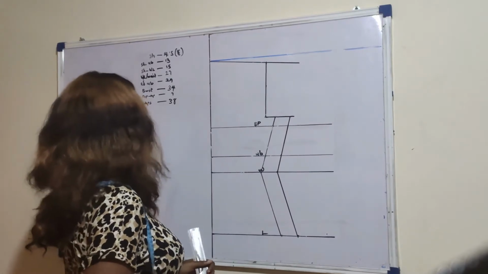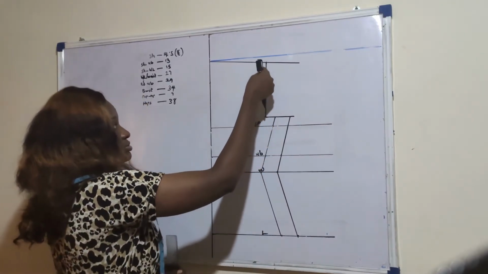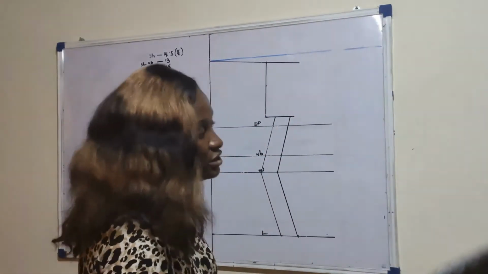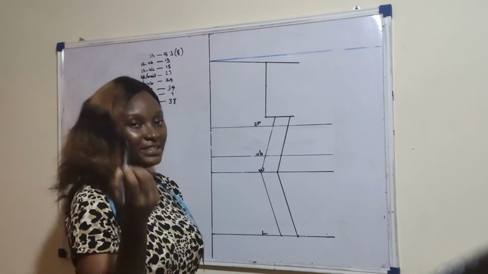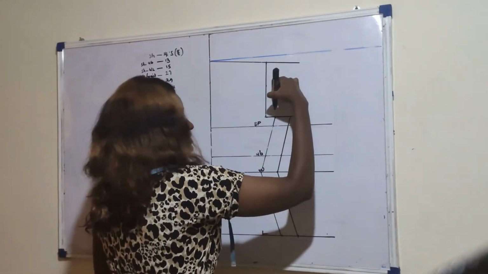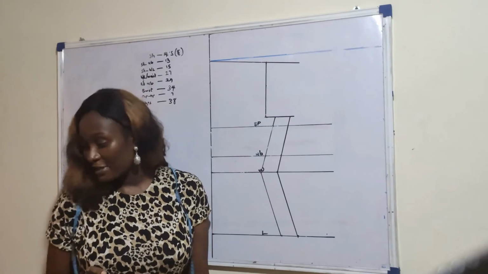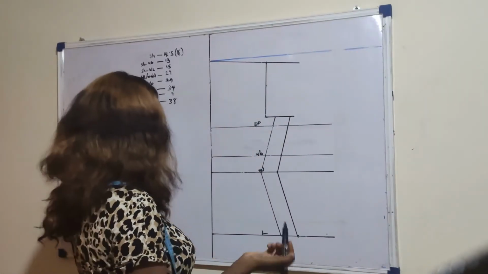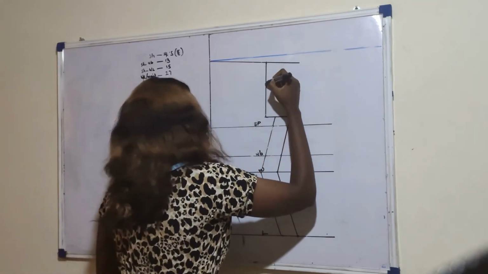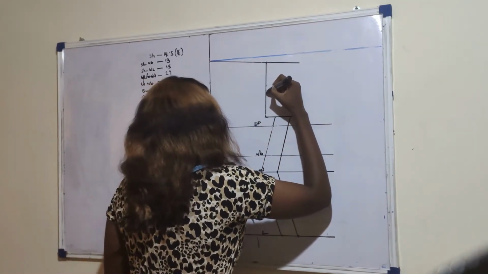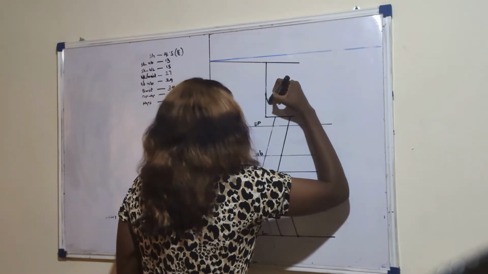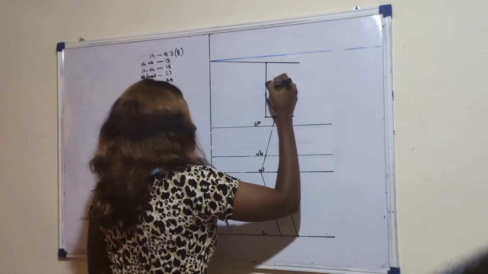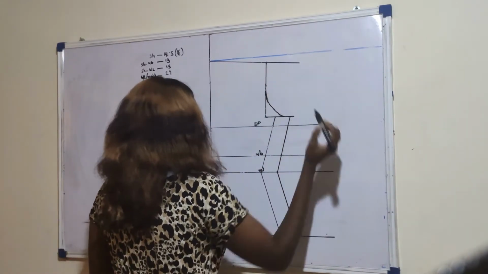So the next step is to get your armhole curve. You can either do it freehand, or if you have your armhole curve ruler, you can also use that. I'm doing the freehand right here.